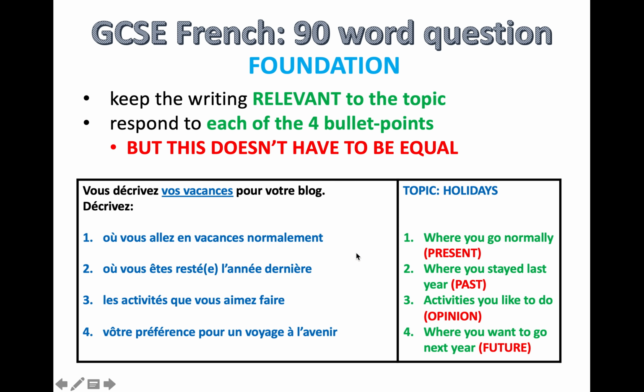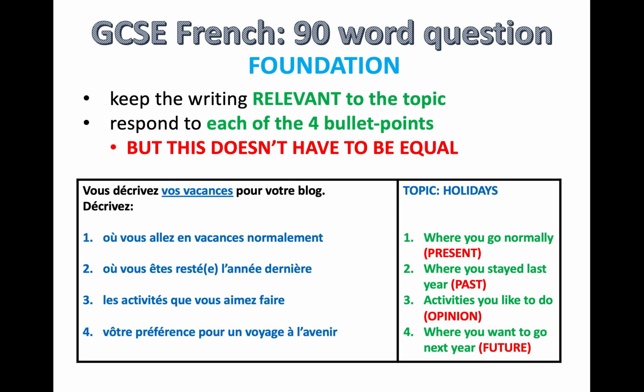So if we follow the bullet points in their condensed forms, the first bullet point, we've got to talk about where we go normally in the present, where you stayed last year in the past, what activities you like to do, so giving your opinions, and where you want to go next year, so referring to the future.